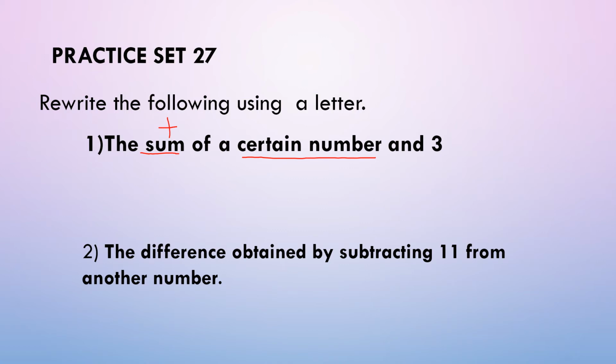So how is the expression formed here? The sum of a certain number and 3. So X plus 3. So you have to add X plus 3. Then the second one, the difference obtained by subtracting 11 from another number. So you have to subtract 11 from another number. Here I am taking another number as P, small p. How is the expression formed here? Another number is what? P. So P minus 11.